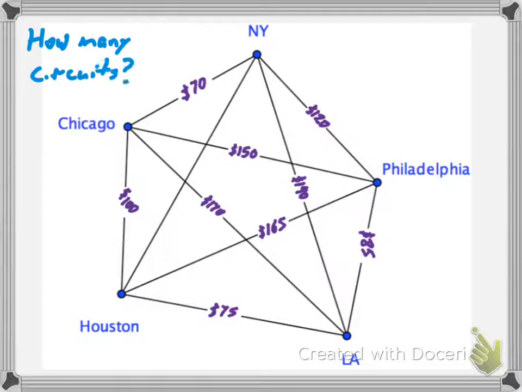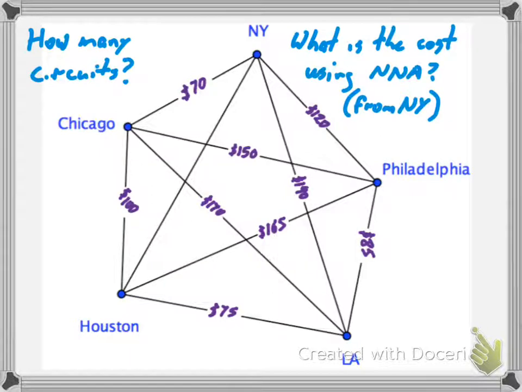So let's look at this example. This will be an example of why it gets so much more complicated using, let's say, the brute force method as you add complexity to the graphs. So this is a complete graph. What you are tasked to do right now, and you can pause the video, is figure out how many circuits there are from this path. The second part to this question is what is the cost using the nearest neighbor algorithm from New York?